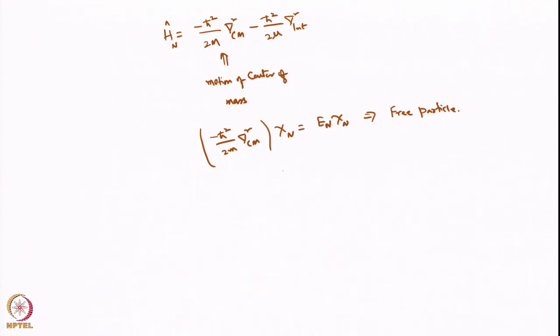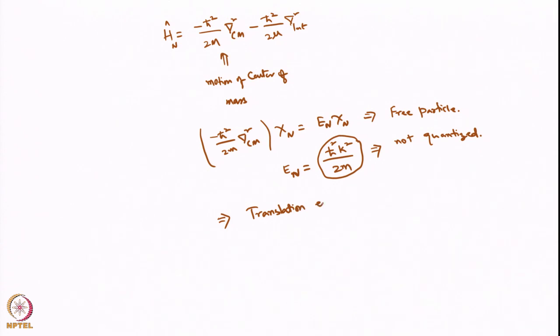So when you have a free particle, your energy En is equal to h square k square by 2M. And we know this En is not quantized. So the energy of the free particle, of course, is not quantized. That corresponds to the translation, so this essentially corresponds to the translation energy of the AB molecule.